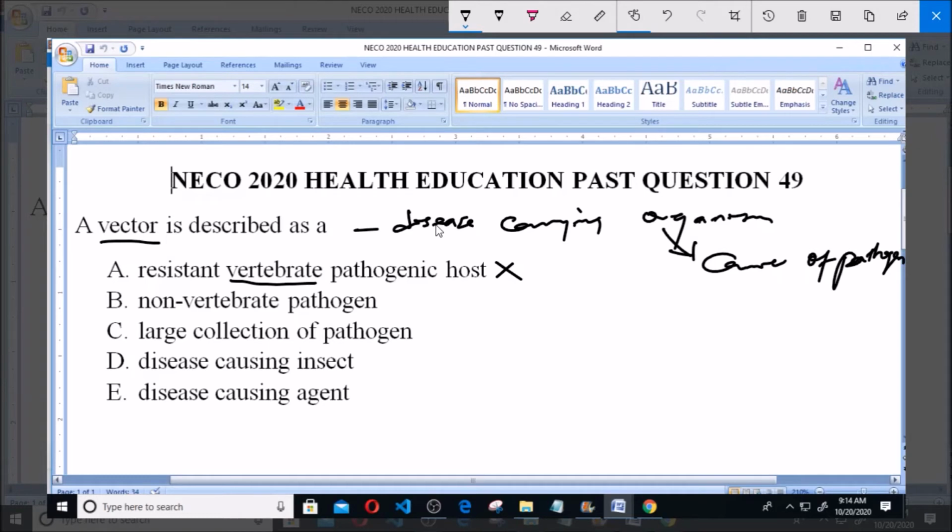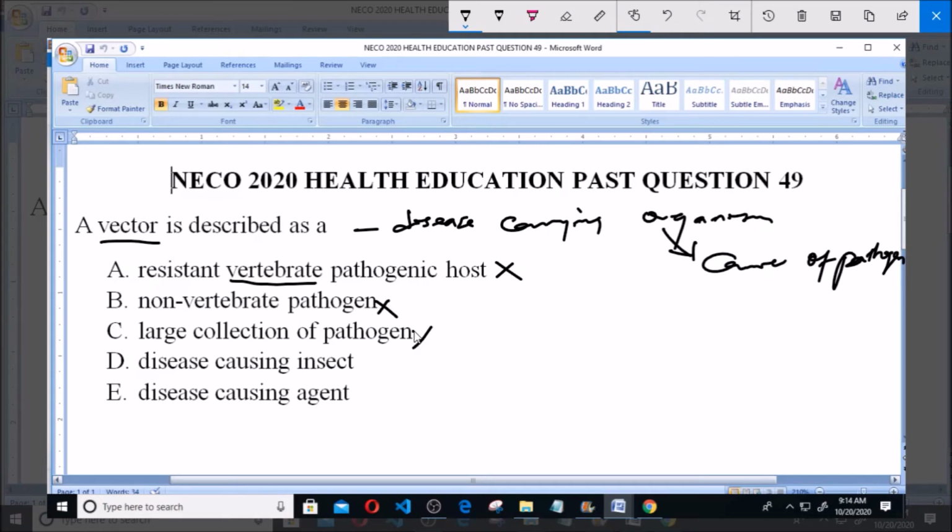So this option is invalid. Now C says large collection of pathogens. Like I said, vectors are not pathogens. There's a difference between pathogens and vectors. Pathogens are the disease-causing organisms, while vectors are these pathogen carriers. So they are disease-carrying organisms.